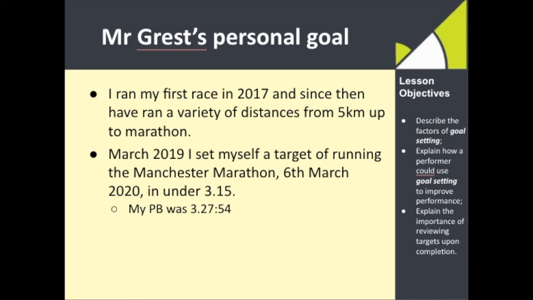It's achievable because, as I alluded to earlier, the male world record is just over 2 hours, so clearly it is an achievable target to run a marathon in that time. And it's also probably realistic because my personal best was only 12 and a bit minutes slower than that. So I was only having to run slightly faster over the course of the race in order to achieve that goal. And it was also time bound because I'd set myself a date, I picked a race, and on the 6th of March 2020, I was going to see whether I could do that.